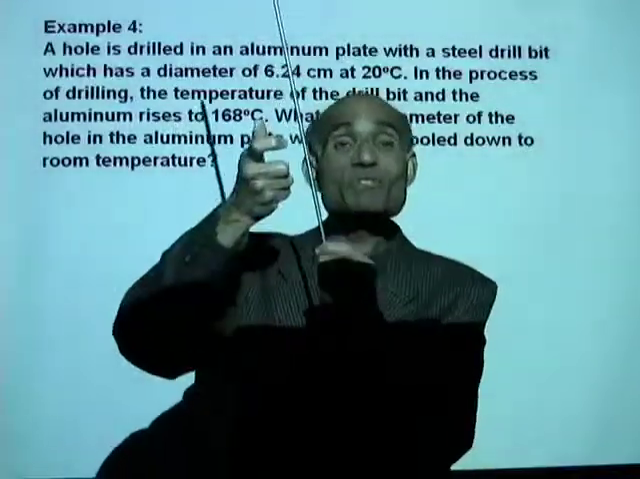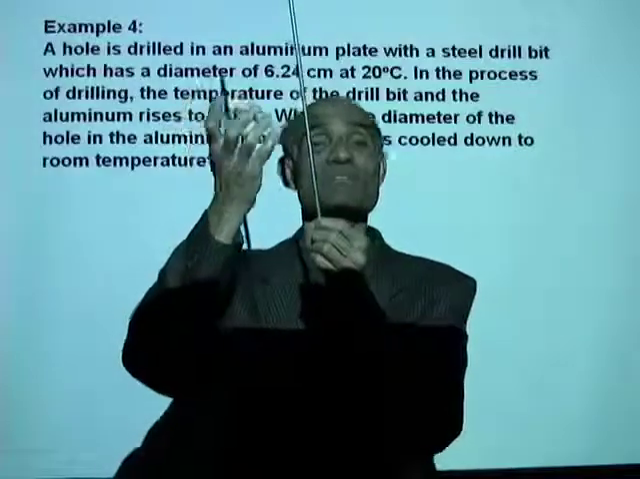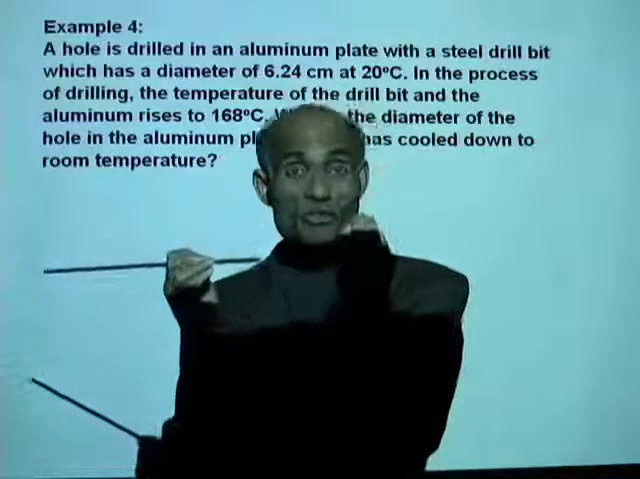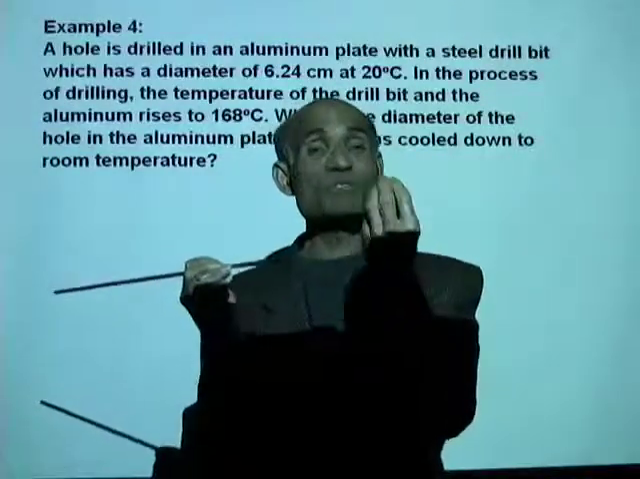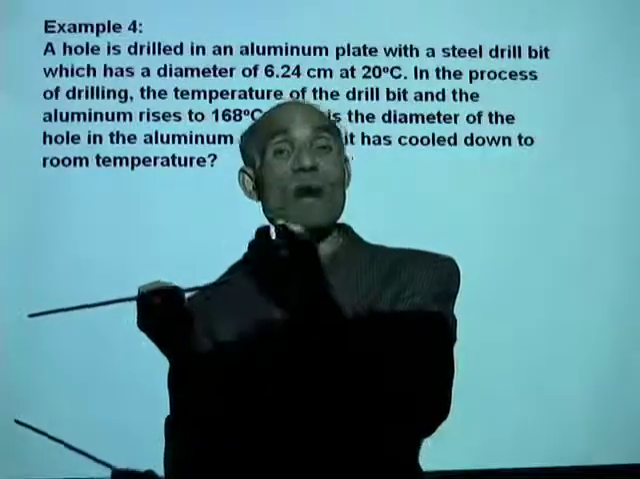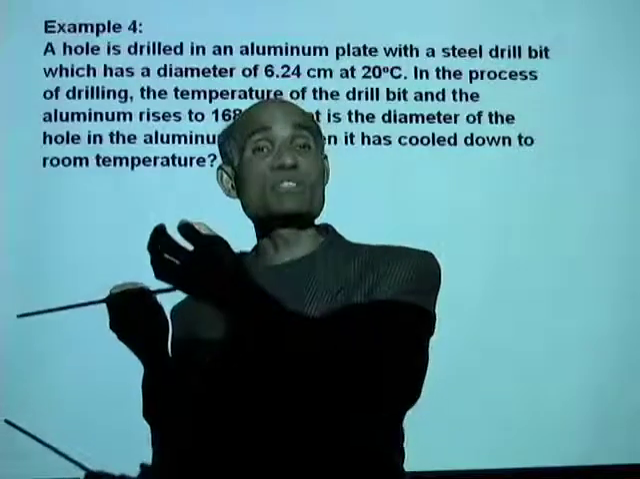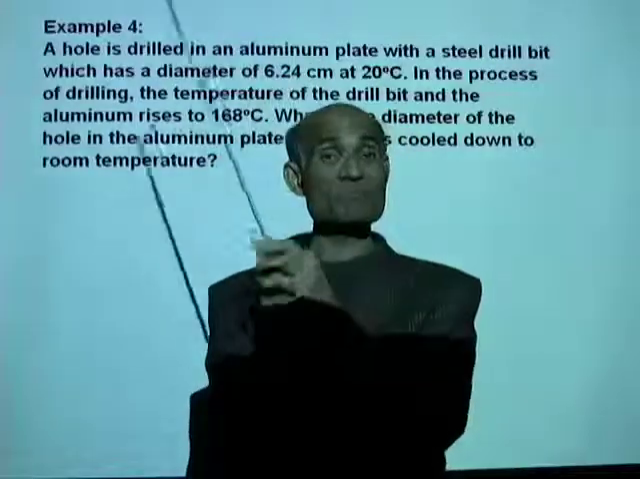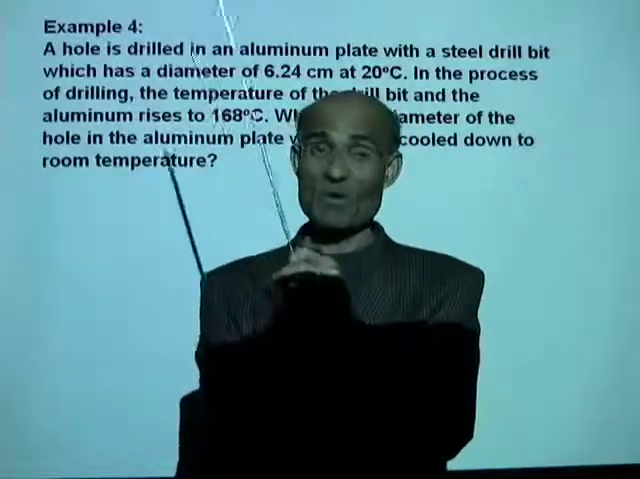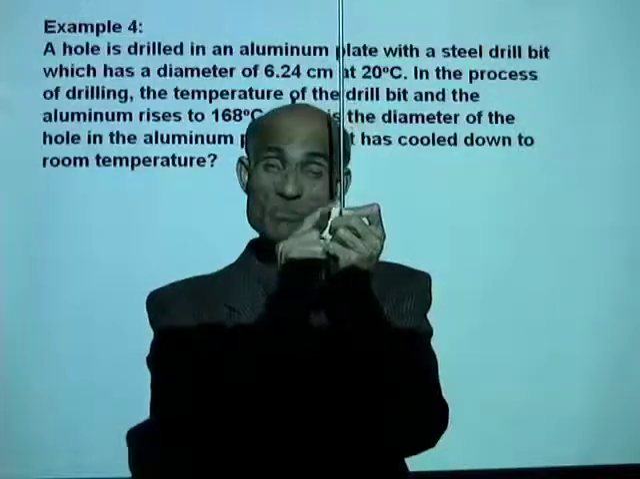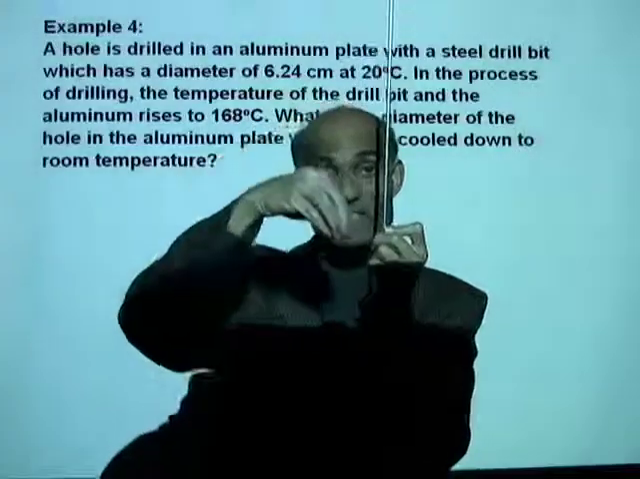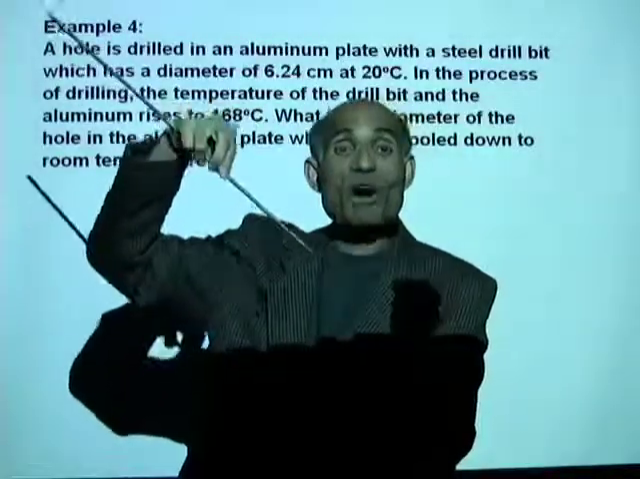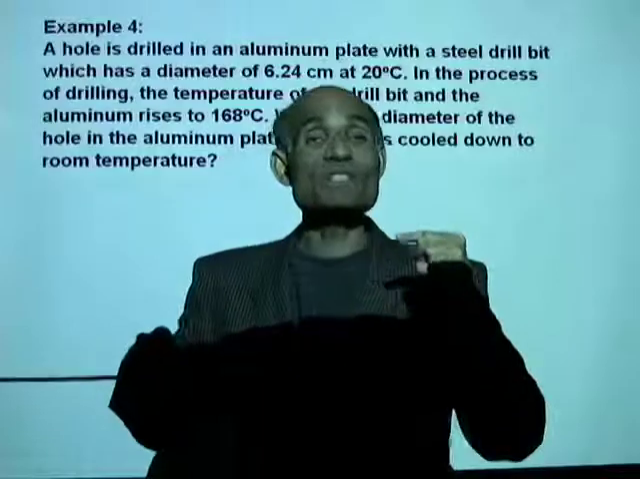So the diameter of the drill bit increases. Now remember, diameter is a length. So you can use the equation L2 equal to L1 times 1 plus alpha delta T to find the diameter of the drill bit at that high temperature. Now, once you know the diameter of the drill bit at the high temperature, the instant when you finish drilling the hole, the diameter of the hole is also the same value.